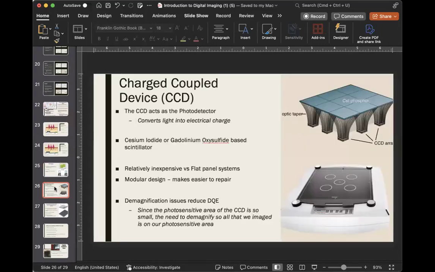With the charge coupled device, the CCD acts as a photodetector. It converts light into electrical charge. That's a cesium iodide or gadolinium oxysulfide-based scintillator. These are relatively inexpensive versus flat panel systems, okay? Their design itself makes it easier to repair.